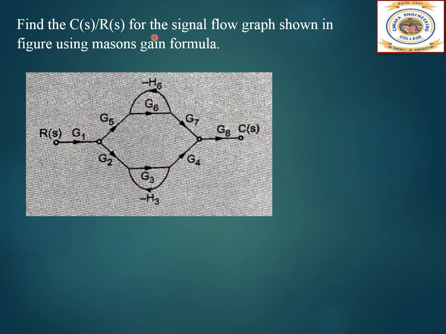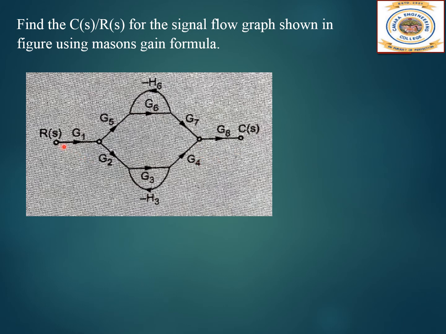You have to find the transfer function for the signal flow graph shown in the figure using Mason's gain formula. The first step is identifying the forward paths and writing their gains. One forward path is G1, G2, G3, G4 and G8. One more is G1, G5, G6, G7, G8.